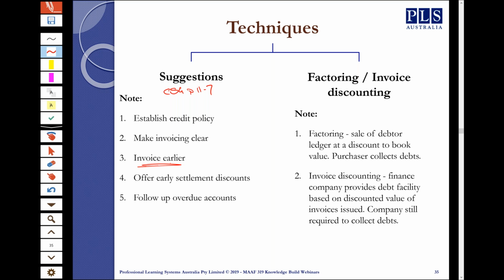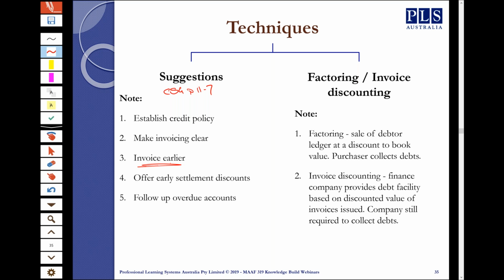You'll also find in this area, however, they do reference to factoring and invoice discounting. These are also covered in Unit 14, but just understand factoring is when you are selling your debtor ledger at a discount to book value. The purchaser collects the debts. Invoice discounting. Now, please note, invoice discounting is not you offering early settlement discounts as most candidates interpret.